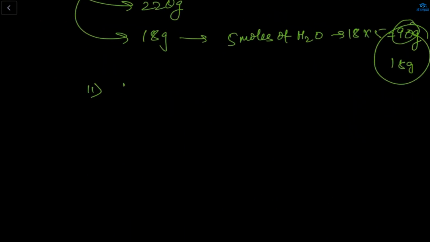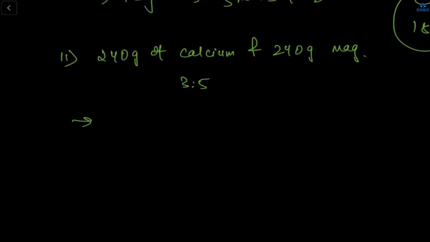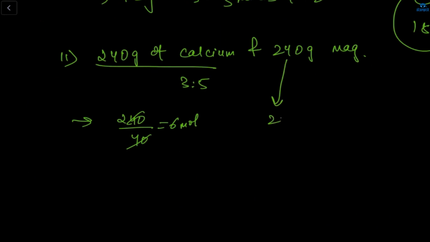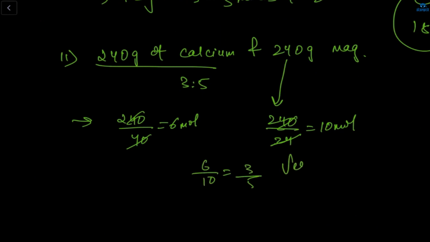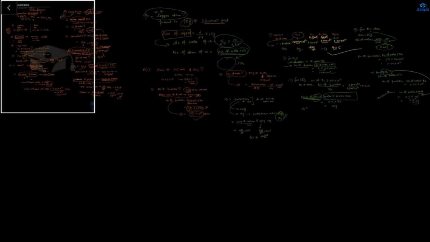Second, 240 gram of calcium and 240 gram of magnesium have a mole ratio of 3:5. So this you have to verify. Is this correct or not? Ma'am, 240 upon 40 for Ca, that is 6. For Mg, it is 240 upon 24, that is 10. And then when we simplify, 6 is to 10, we will get 3:5. So it's correct now? Yes, ma'am. So this is verified. But first subpart is not verified.